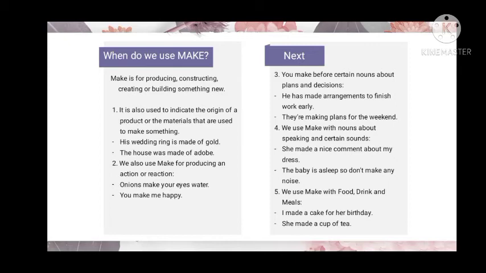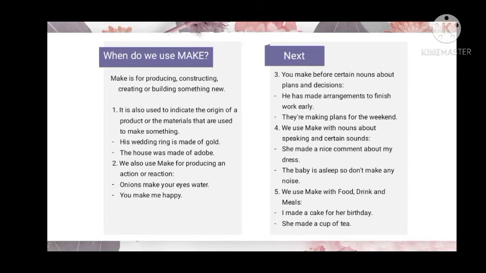2. We also use make for production and action or reaction. Example: Onions make your eyes water. You make me happy. 3. We use make before certain nouns about plans and decisions. Example: He has made arrangements to finish work early. They are making plans for the weekend.